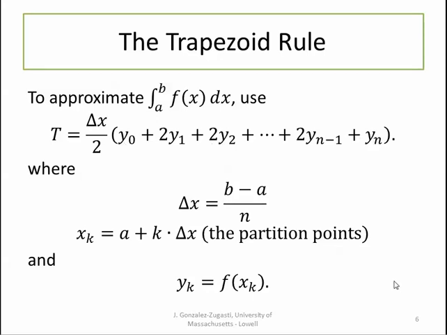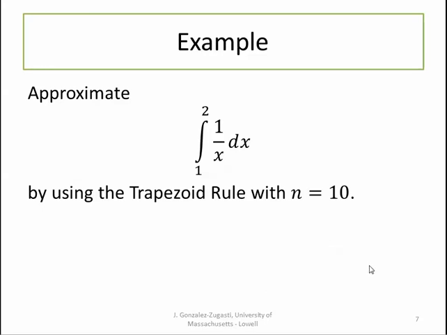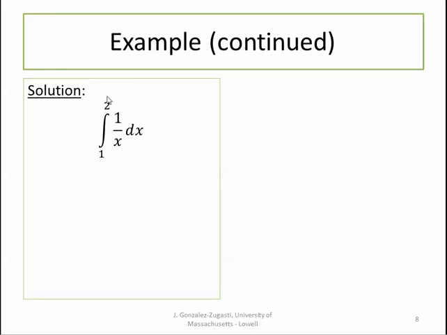All right, so let's see how to use the trapezoid rule. Let's approximate the area under the curve 1 over x from 1 to 2. We know how to integrate this, but let's use this as our example, and let's do it by using the trapezoid rule with n equal to 10. So here's the integral we're trying to estimate. We said that n is equal to 10, our function is 1 over x, and our interval a, b is 1 to 2.